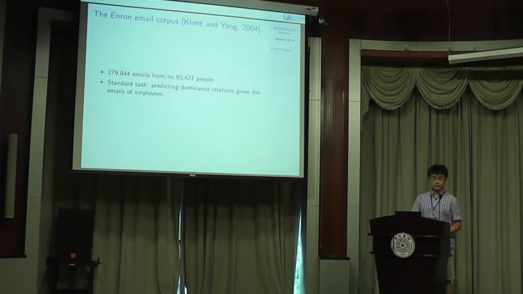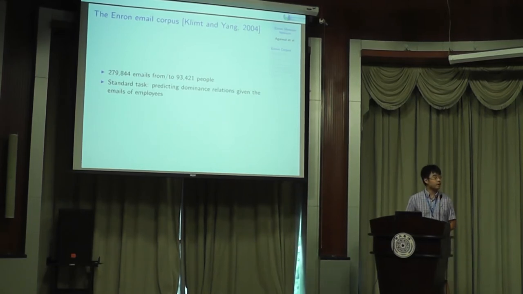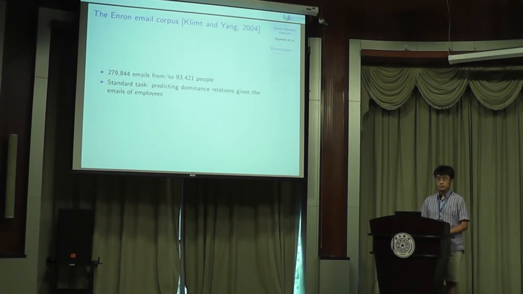The version of the Enron email corpus that the authors worked with contained almost 300,000 emails generated by almost 100,000 people. And the standard task on the corpus is to predict dominance relations given those email texts and metadata.